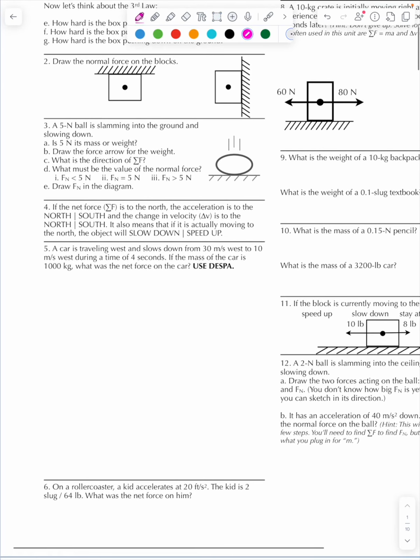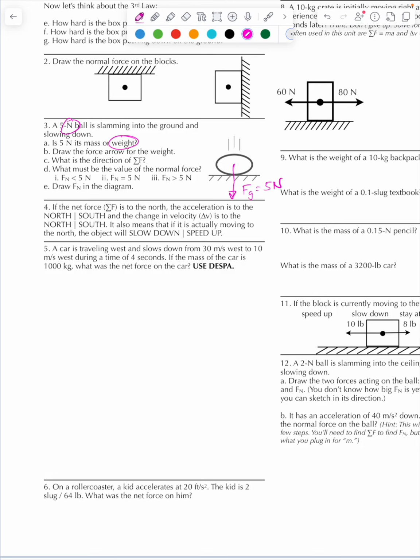A 5 newton ball is slamming into the ground and slowing down. Is 5 newtons its mass or its weight? So basic things. We haven't practiced this in a while. We haven't done forces. Newton is a unit of force or weight, because weight is just a type of force. So that's weight. Mass would be, for SI, kilograms. In imperial, it would be slugs. Draw the force arrow for the weight. So remember, the weight is the force the earth is pulling down on an object. So if it weighs 5 newtons, we're going to draw F sub g downwards, kind of sloppy arrow, and say it's 5 newtons. That's the weight of the ball.